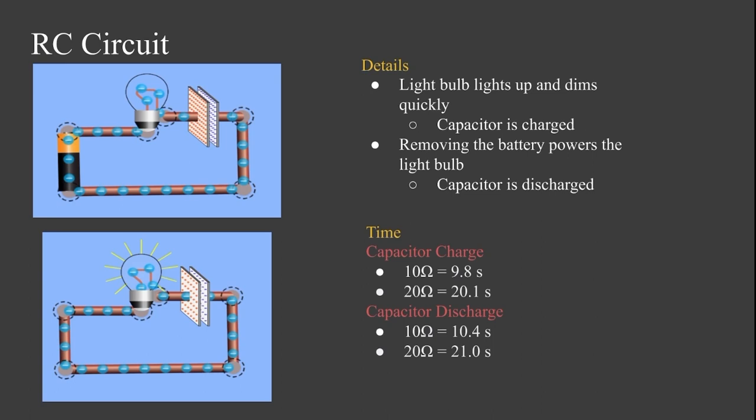Next, we build an RC circuit and notice that the light bulb quickly dims as the battery charges the capacitor. Removing the battery lights the bulb again and discharges the capacitor. When testing the charge and discharge time of the capacitor at different resistances, we can see that the time for a 10 ohm light bulb is twice as fast as for a 20 ohm light bulb.